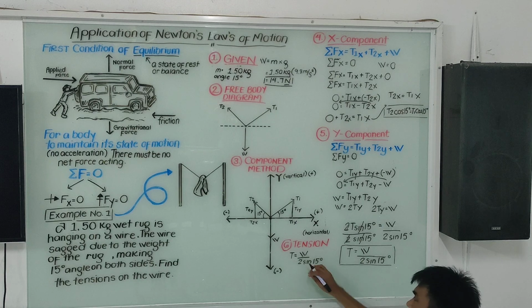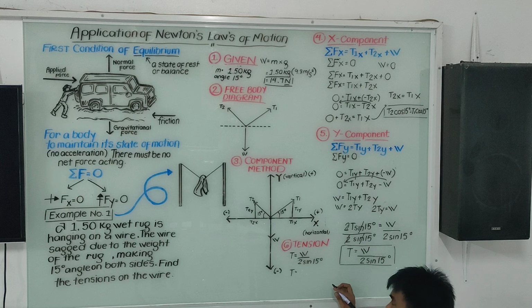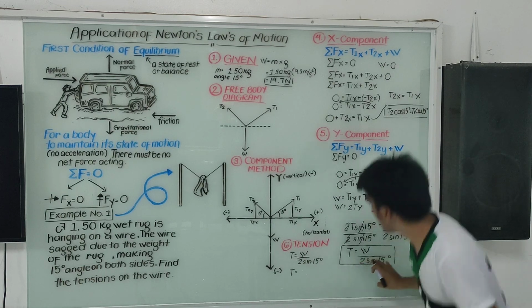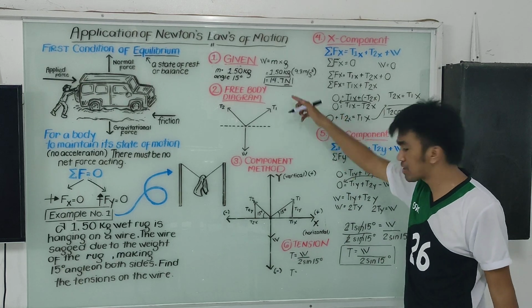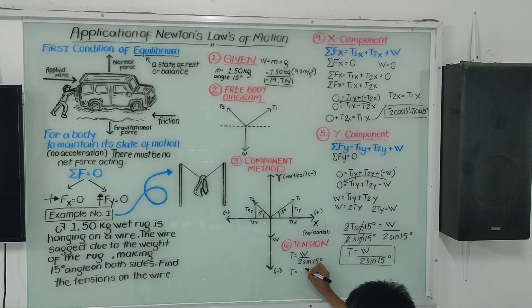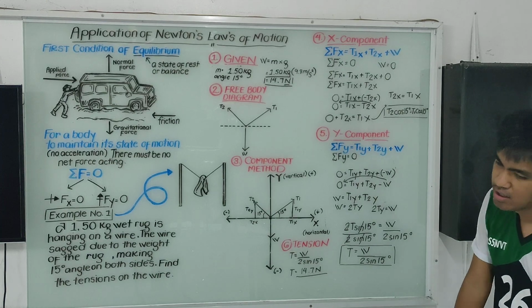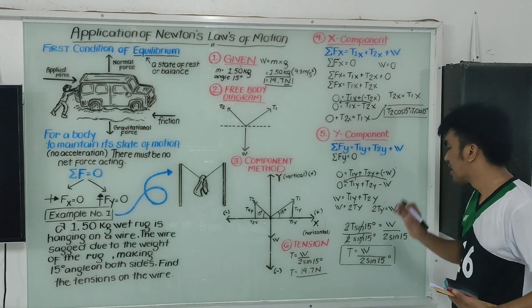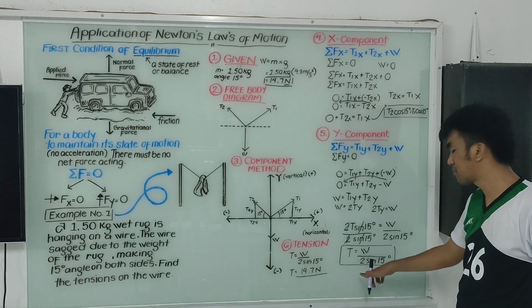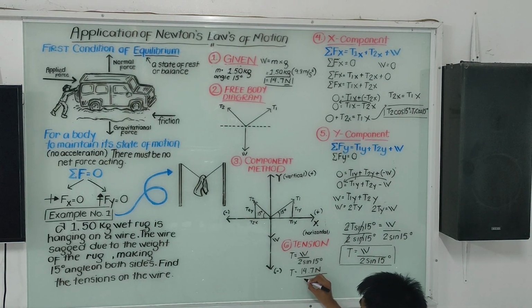So now, let us substitute. Since we are looking for the tension, what is your weight? We already identified the weight, which is 14.7 newtons. And what is 2 sine 15 degrees? If you use the calculator, when you type 2 sine 15 degrees, the answer will be 0.52.